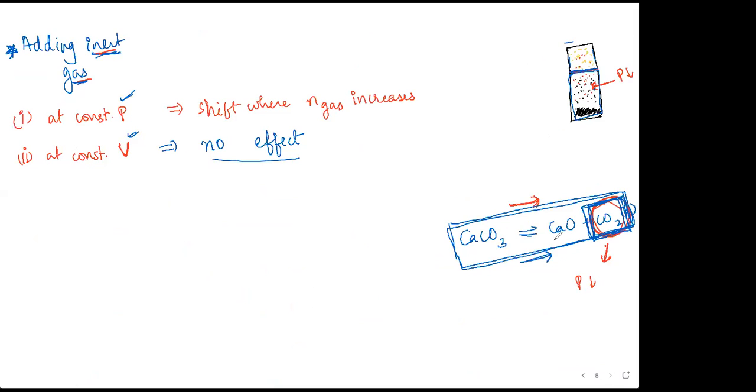A lot of times, pressure is manipulated by the addition of inert gas. Either you have a piston system that changes the volume, or you keep adding or taking away the gas in the reaction vessel.